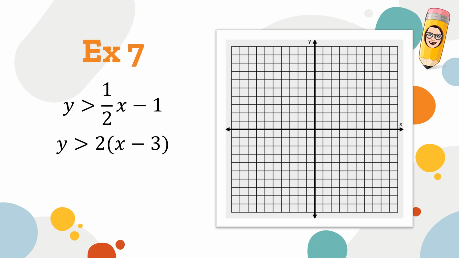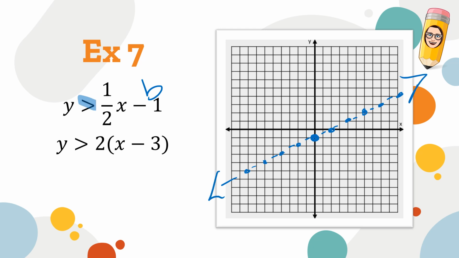Alrighty, let's keep going. We've got a couple more here. Let's begin at -1. Let's rise 1, run 2. And we're going to draw a dashed line. Try to make it obviously dashed.